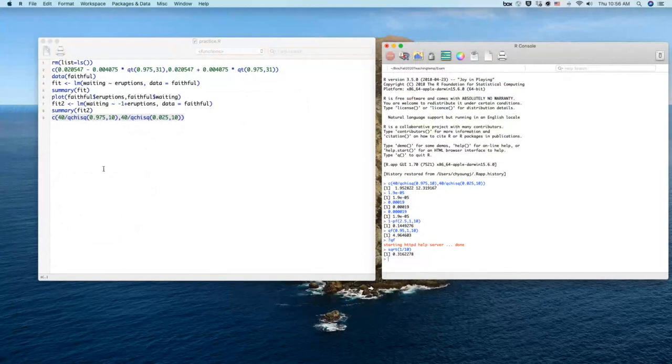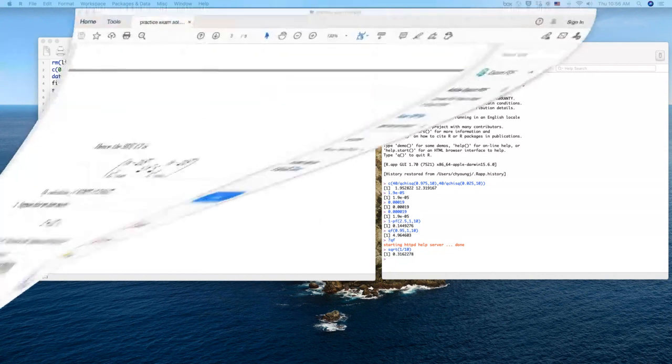we have n minus 2 times s squared, which is the SSE. So here we can calculate, we have already calculated SSE, which is 40. And then we divide by the chi-square quantile, which gives a critical value for cumulative probability 0.975, which is equal to the chi-square value in our notation with 10 degrees of freedom at 0.025.